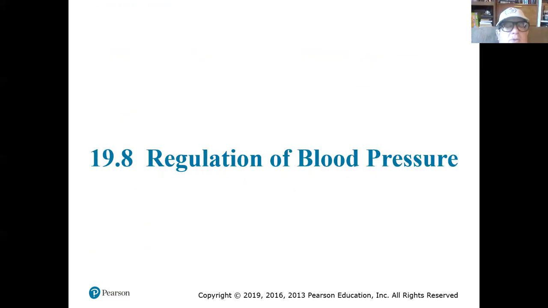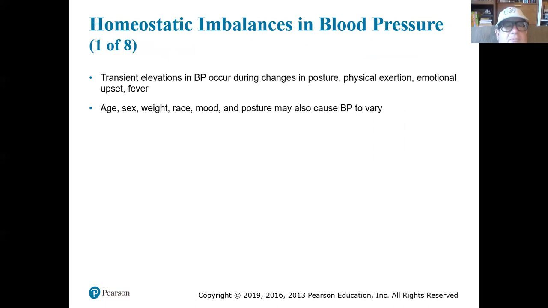So how do we regulate blood pressure? We could have temporary elevations when we change posture, or change our physical exertion levels. If we're working more, using more muscle, our blood pressure is going to go up because we need to be delivering more oxygen through the body. If we're emotionally upset, our blood pressure can go up. If we have a fever, our blood pressure could go up. Age, sex, weight, race, mood, and posture can affect the pressure.